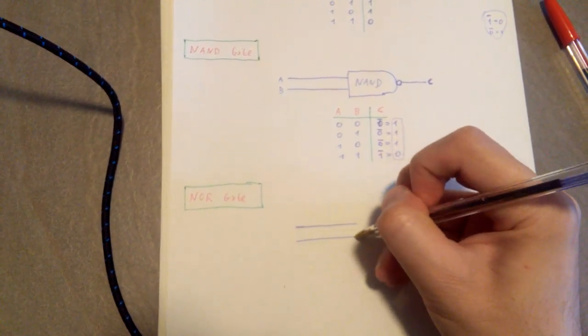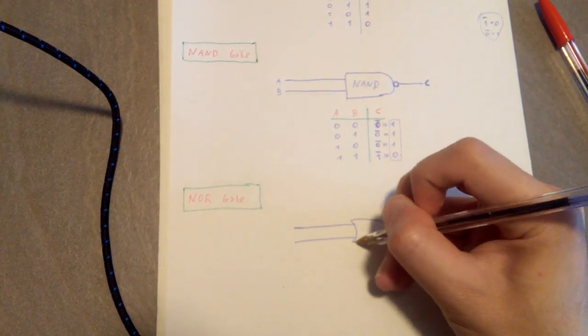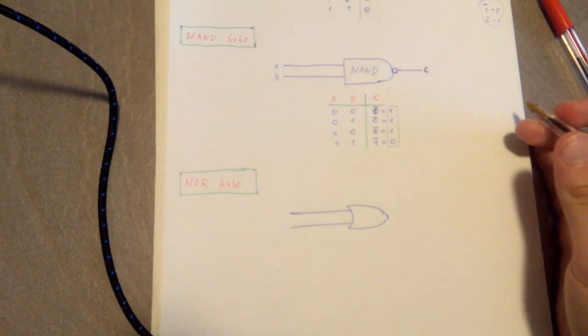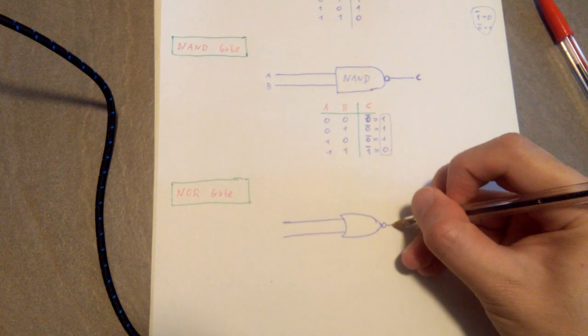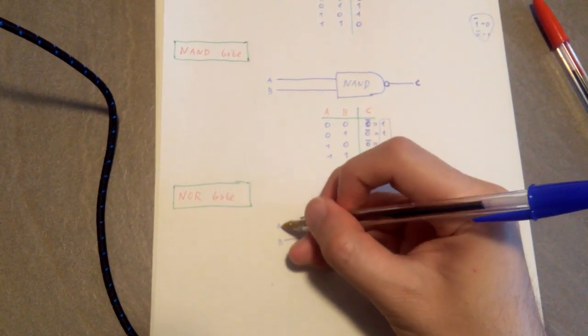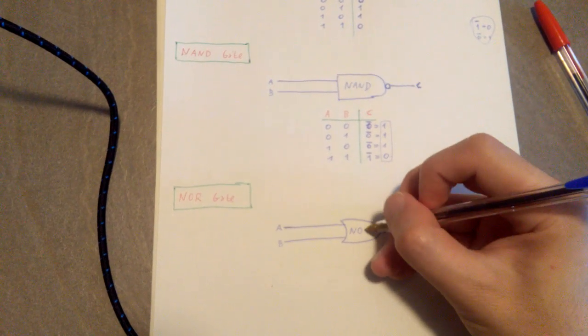So a NOR gate actually looks like this, like a spaceship. And then we have a circle here, the output. This is C, A, and B. And this is a NOR gate.